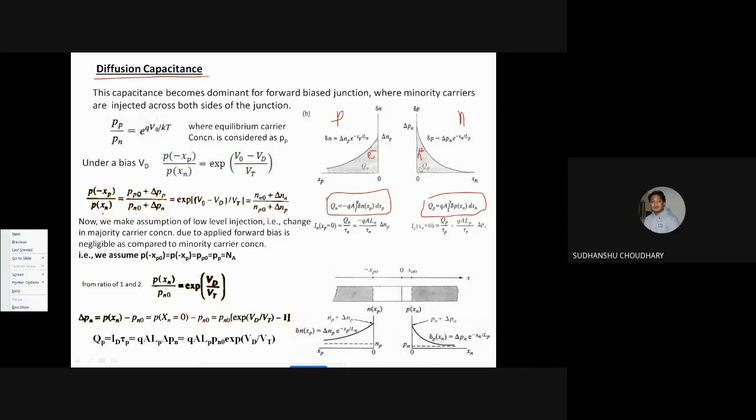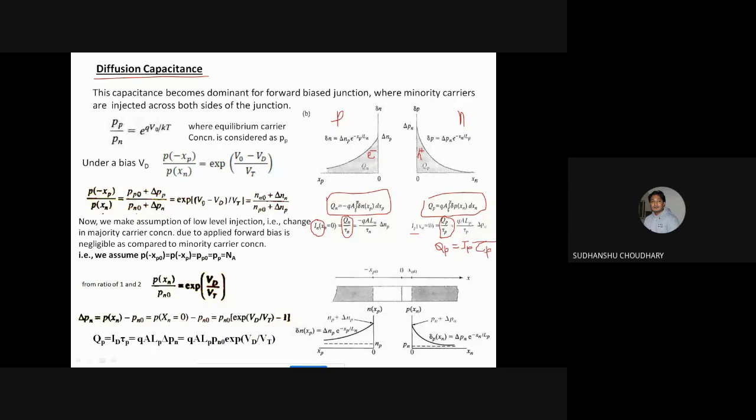If these minority carrier charges are divided by the carrier lifetime, this will give me the current due to the minority carriers, which are holes. Similarly, if I divide the minority carrier charge, that is, electrons on the P side, by their carrier lifetime, one can find out the current due to electrons. Or in fact, one can write that the total charge QP is equal to IP times tau P.